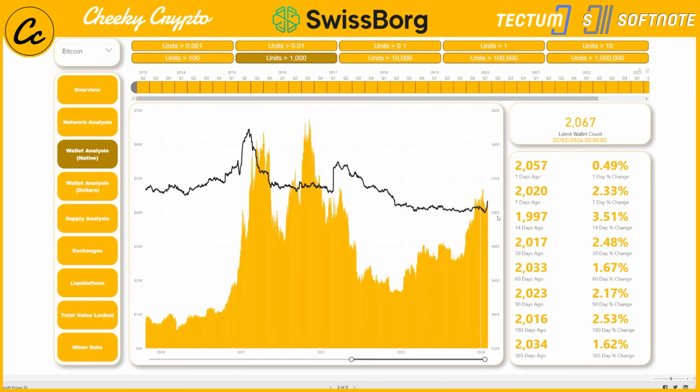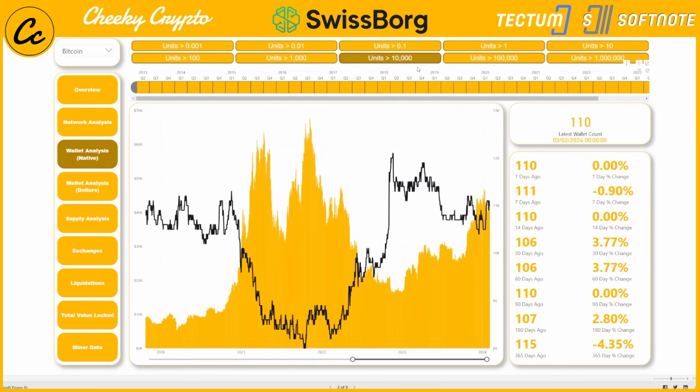What's not yet happened, in my opinion, is capitulation of the retail investor. Retail investors do hold a significant amount of BTC, and we need to be very mindful of that amount. From a 10,000 BTC or more point of view, you can see actually it's not as positive. They're down 4.35% over the last year. The last 30 days, they are up 3.77%. The last 60 days, they're also up 3.77%. So you can see that there's a little bit of fluctuation from time to time. They accumulated and pushed the price up into the $48,000. And since then, they've kind of just been coming out a little bit.